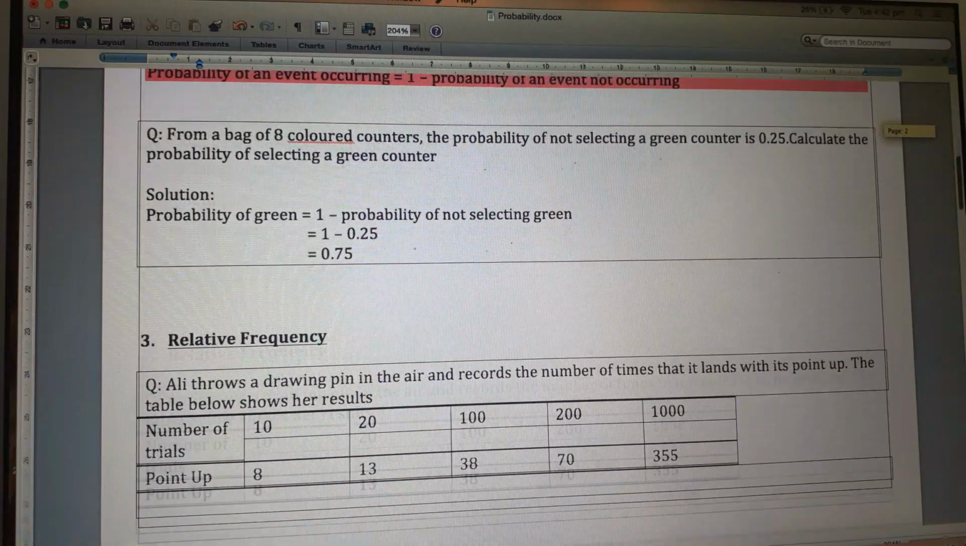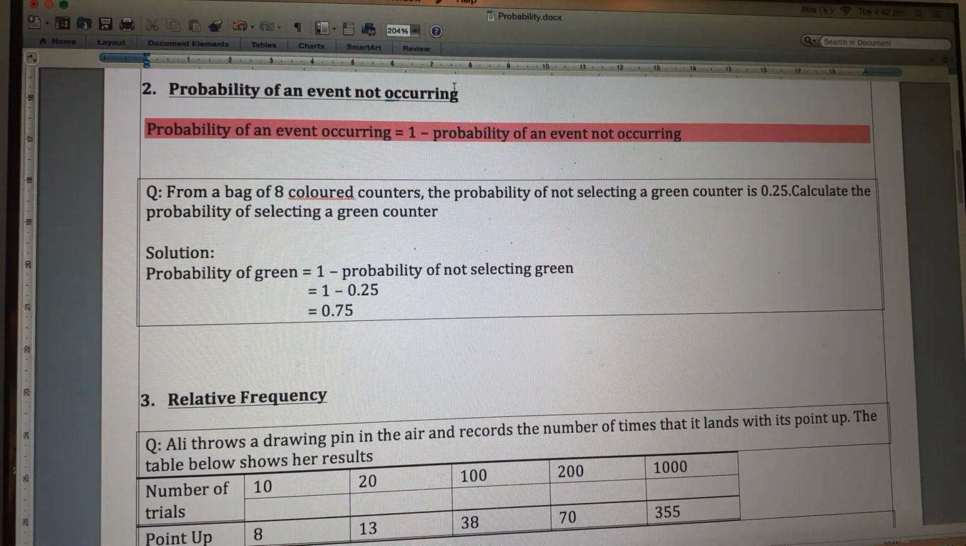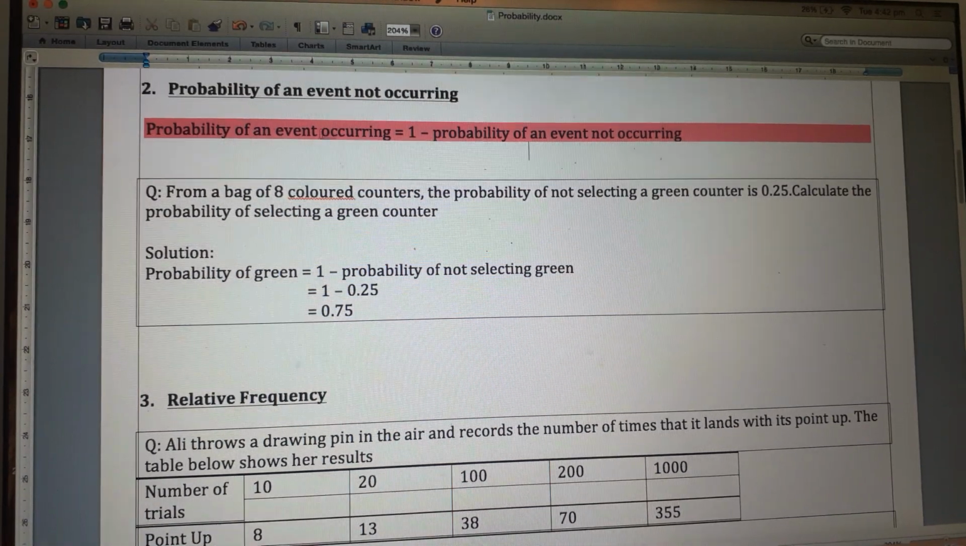Next is the probability of an event not occurring. Now look at this formula: the probability of an event occurring is equal to 1 minus the probability of the event not occurring. 1 represents total probability, and if you subtract the probability of an event not occurring from 1, you will get the probability of the event occurring.